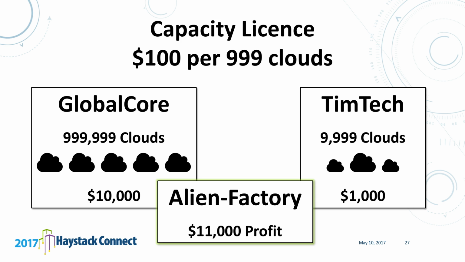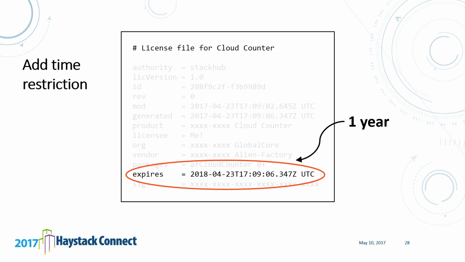The important point is that licenses are flexible, and there are many built-in licensing strategies. As to which strategy is suitable for you is wholly dependent on you, your product, and your customers. As for Alien Factory selling Cloud Counter to Global Core and TimTech, I'm probably going to sell capacity-based licenses. But why stop there? There are other ways to restrict the use of your packages.